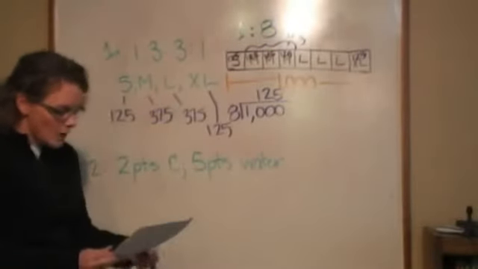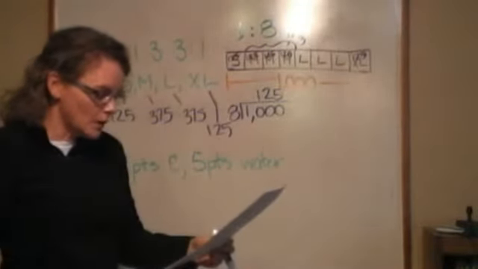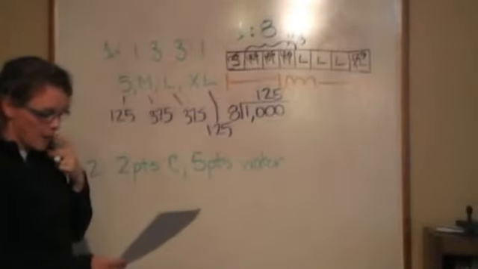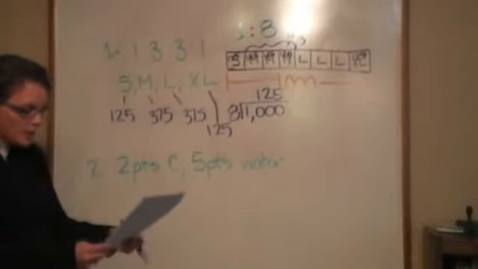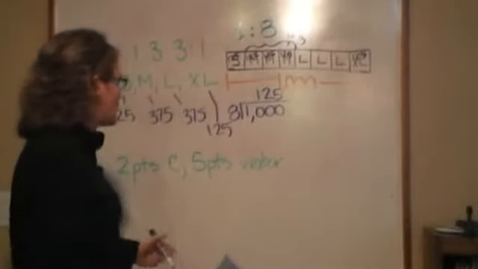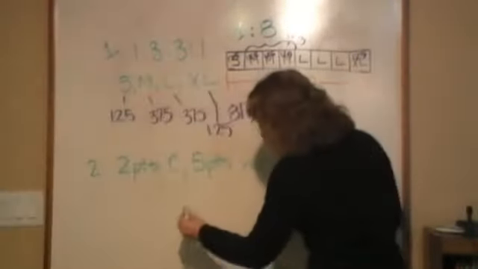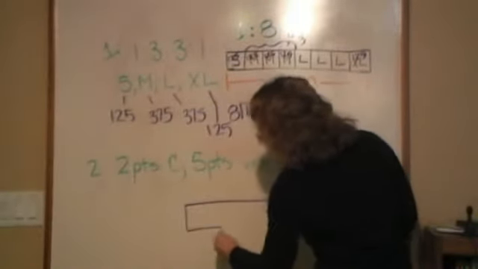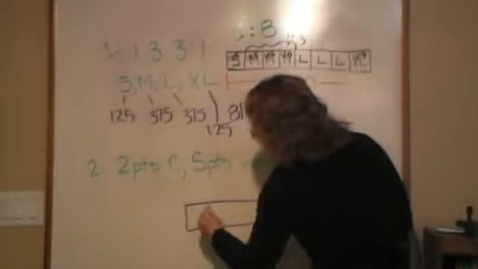Let's go to the next one, and we're talking about making some juice. We have 2 parts of concentrate to 5 parts of water. And I want to make 3 liters of juice. How much concentrate and how much water do I need? Well, I'm going to make one of these bar models. It's not a bar graph, that's what I said before, but it's a bar model. And I tell you, I love these things.